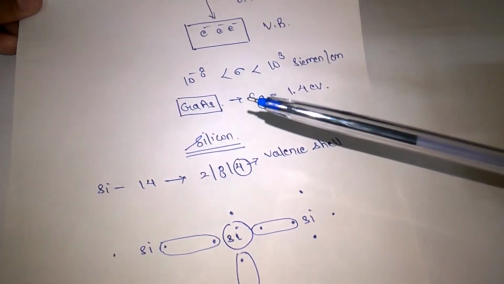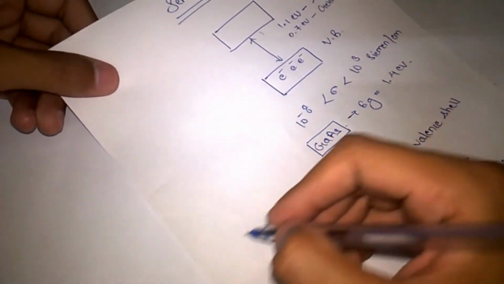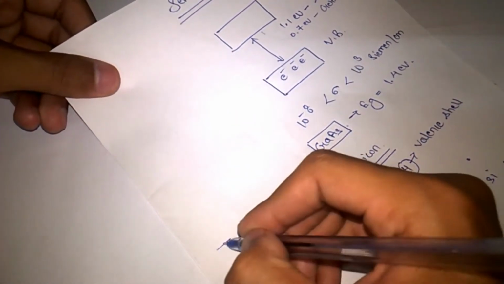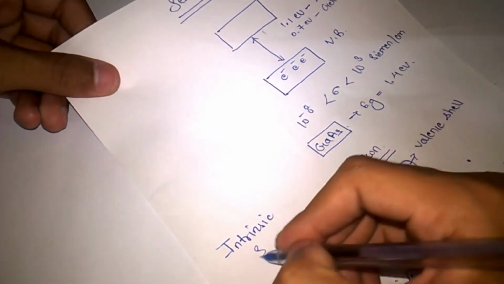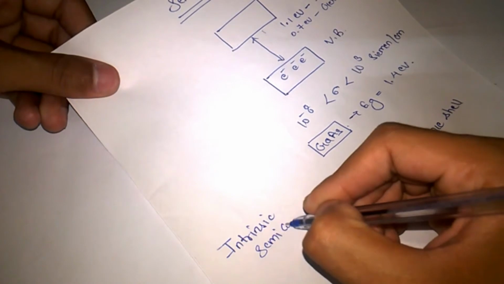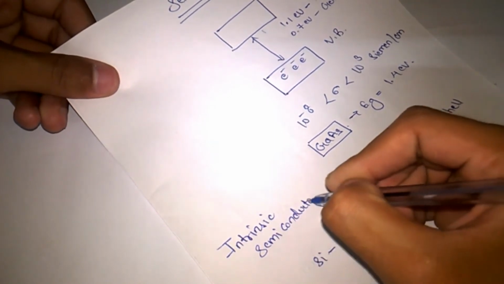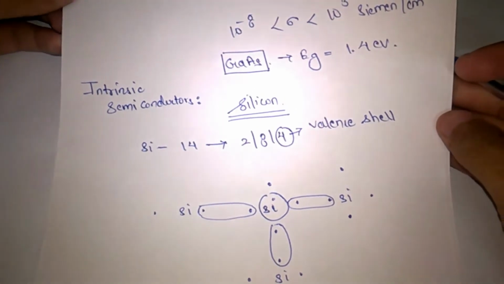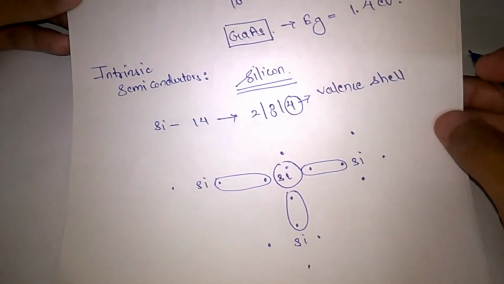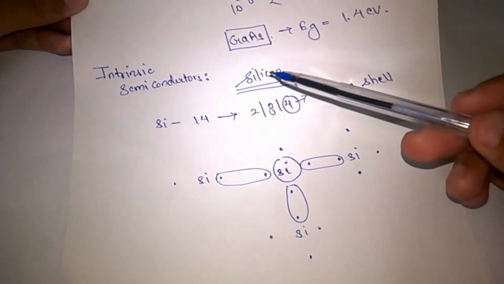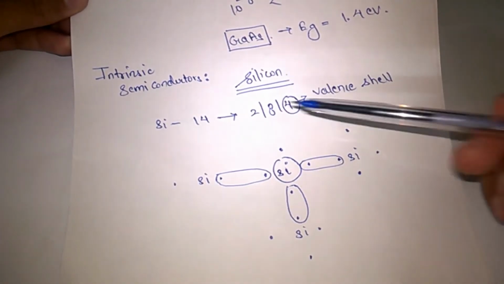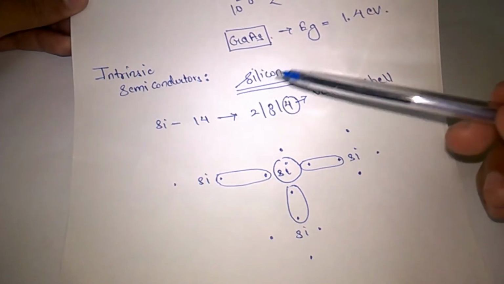Firstly, we will discuss the intrinsic semiconductors. I will write here so you will not get confused. We are discussing intrinsic semiconductors. In intrinsic semiconductors, firstly we will consider silicon. We will also study here the atomic structure of these intrinsic semiconductors.